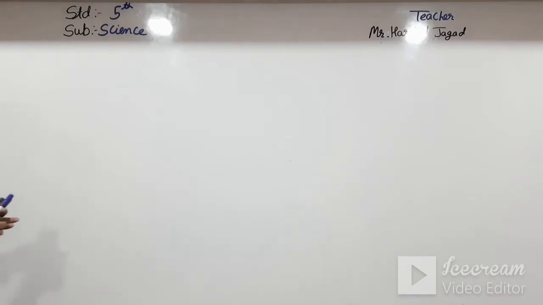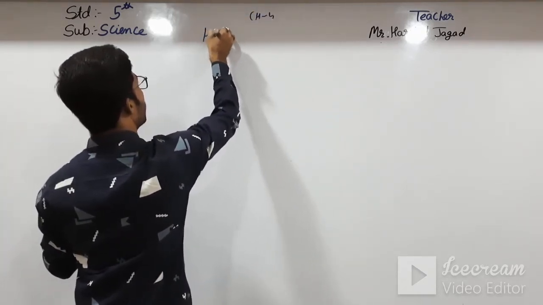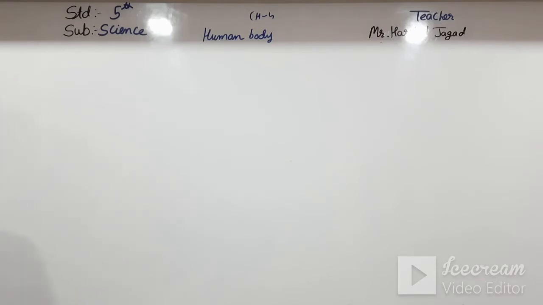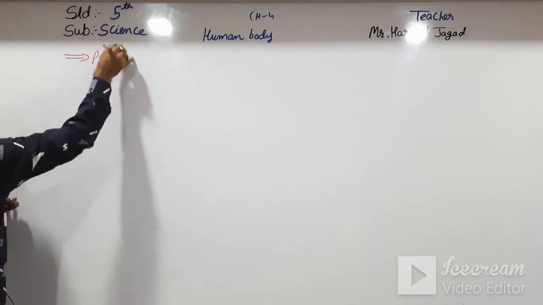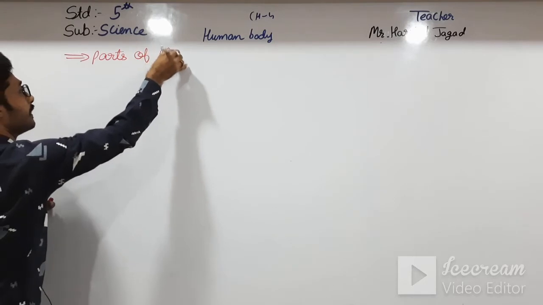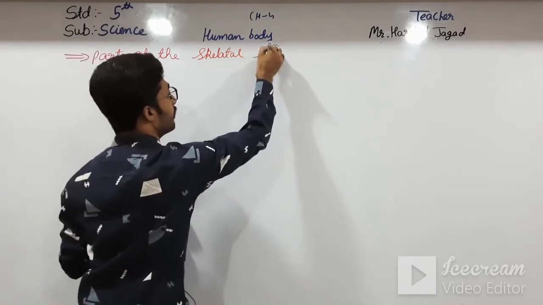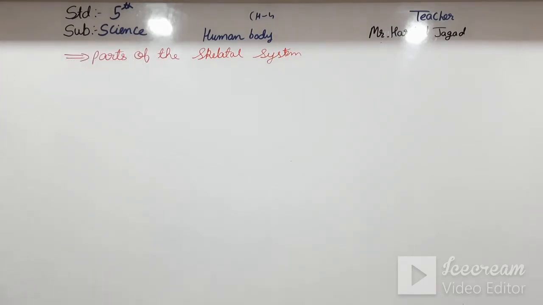Okay students, we are going through chapter number 4, Human Body, and first of all the parts of the skeletal system. So how many parts are there? The first one is the skull, another one is the backbone, then the rib cage, and the upper and lower limbs.